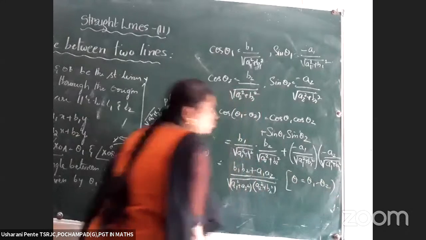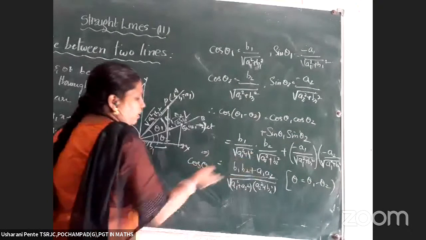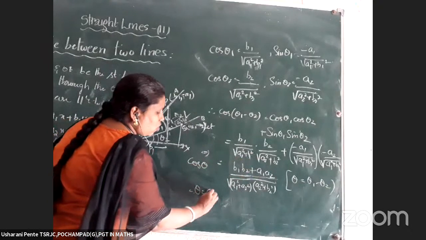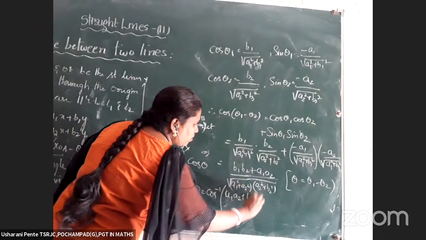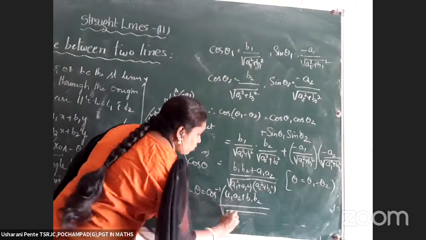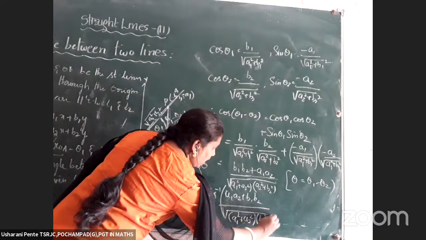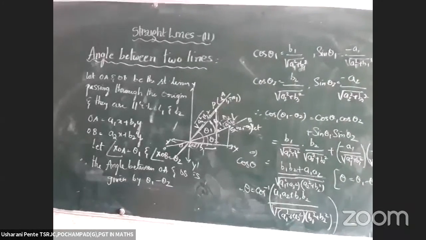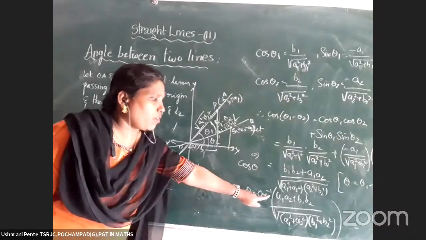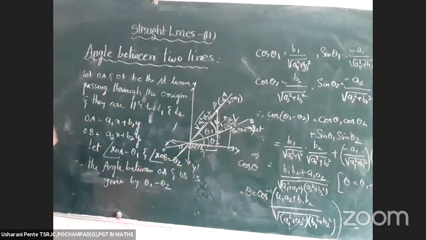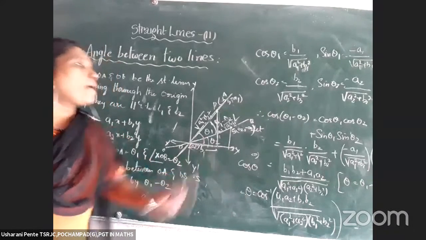Theta is the angle between the two lines. The angle between the two lines is given by theta, that is theta 1 minus theta 2. Therefore, theta is equal to how much? Cos inverse of A1 A2 plus B1 B2 by under root of A1 square plus B1 square into A2 square plus B2 square. This is the angle between the two lines.